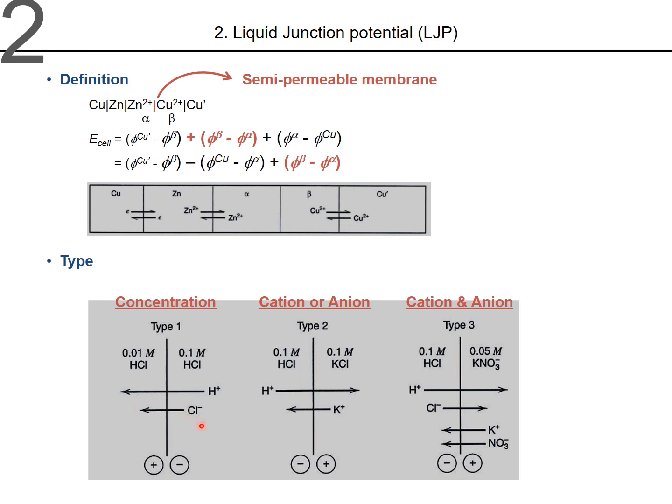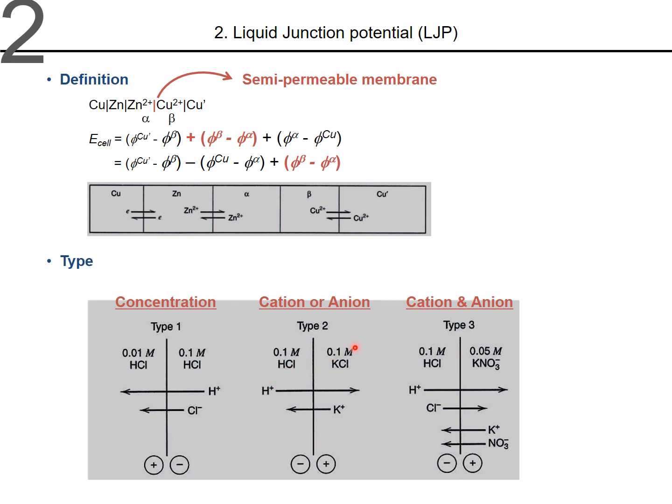However, at the same time, you would have some negative charges on the right side. So we have the difference in charges between those two phases. It means some potential is developed. That is the concentration liquid junction potential. Let's go to type 2.